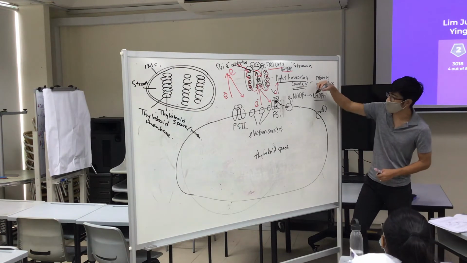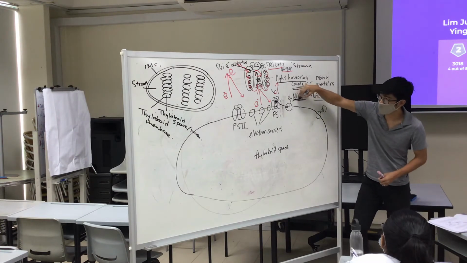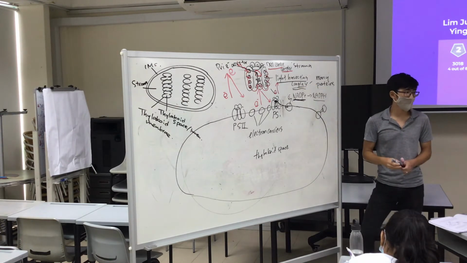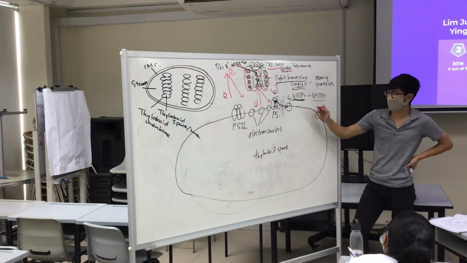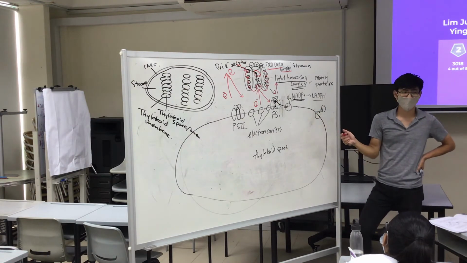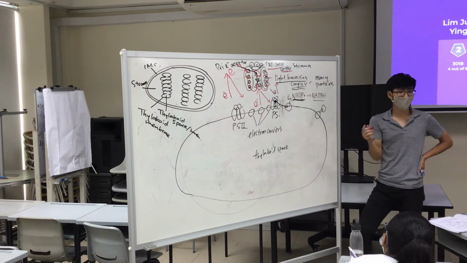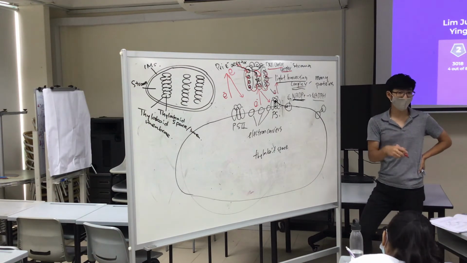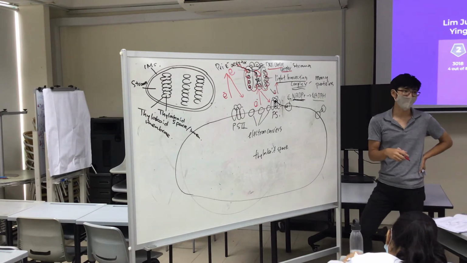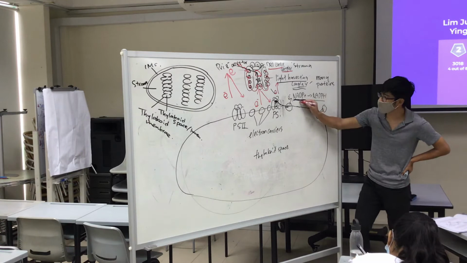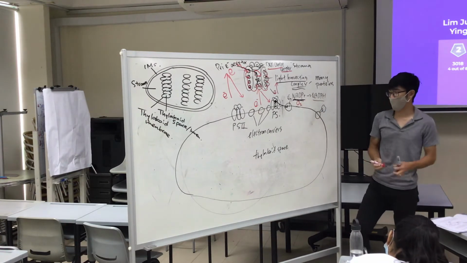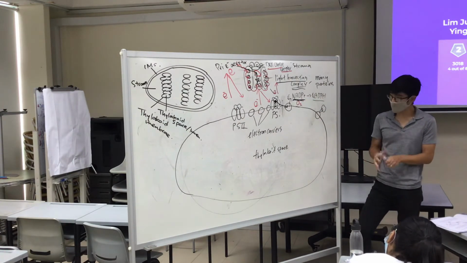So take note, this is the final electron acceptor. Let's compare and contrast. In cellular respiration, what is the final electron acceptor? O2. Remember? O2 is the final electron acceptor in cellular respiration. That's why you need oxygen when you carry out cellular respiration.